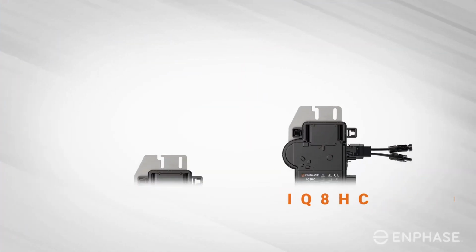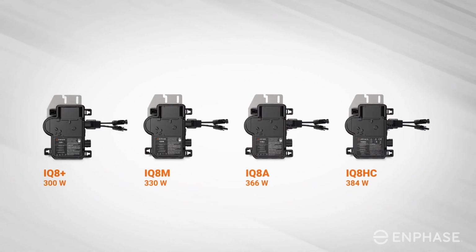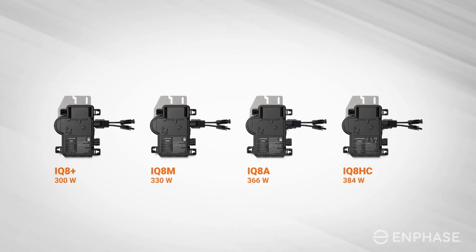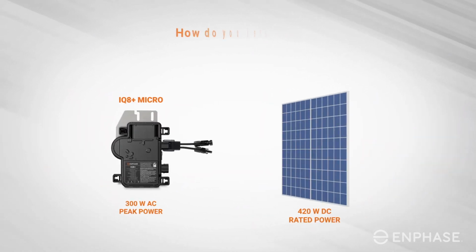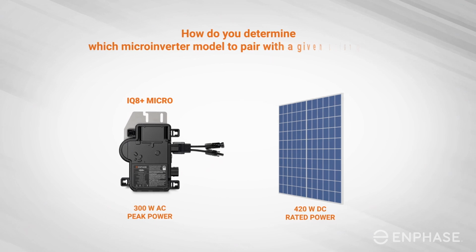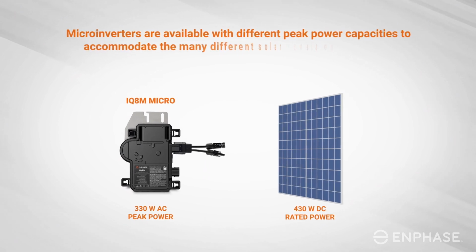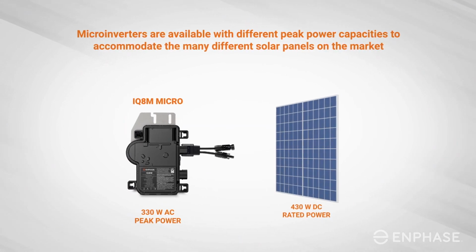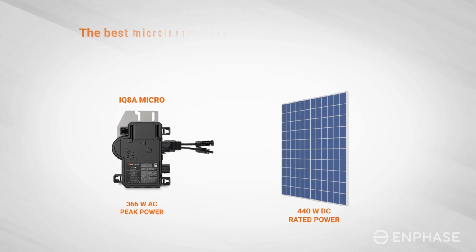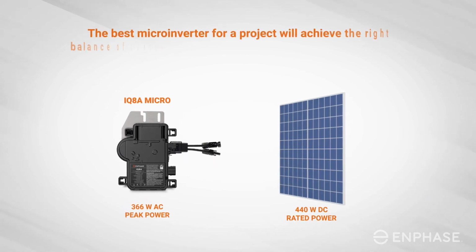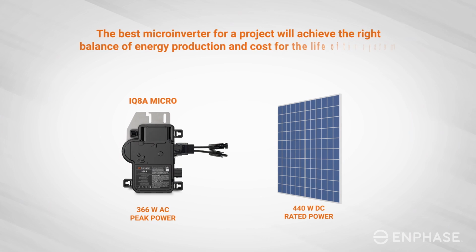The IQ8 family of microinverters offers solutions for different solar panels and applications. How do you determine which microinverter model to pair with a given solar panel? Microinverters are available with different peak power capacities to accommodate the many different solar panels on the market. The best microinverter for a project will achieve the right balance of energy production and cost for the life of the system.